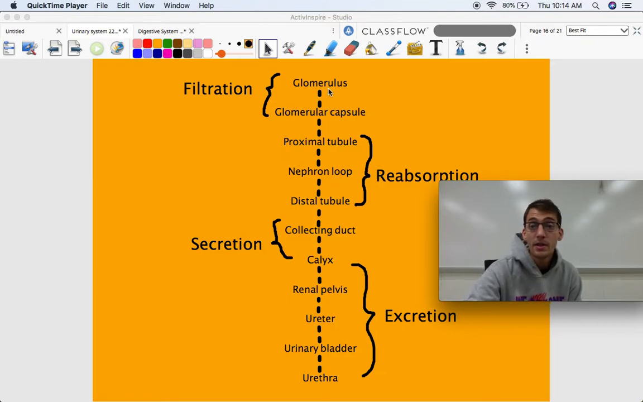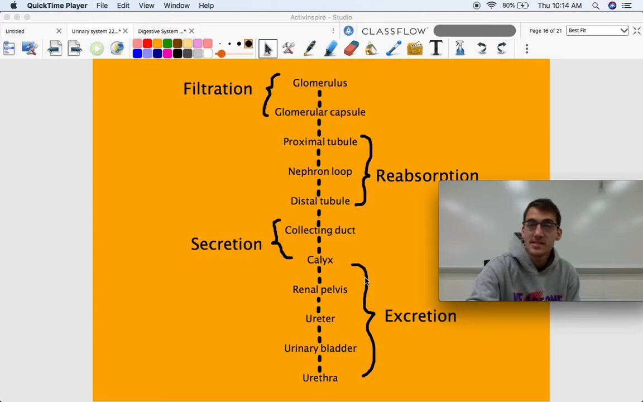So here's the glomerulus. Glomerular filtrate is formed from the blood pressure in the blood. It's collected in the glomerular capsule. Then that filtrate passes through these three structures within the nephron: the proximal tubule, the nephron loop, and the distal tubule, while stuff that the body wants is reabsorbed. We don't want to filter out all of it. Then there's secretion, to add some more stuff into the urine that is not necessarily filtered, but we want to add it to the urine anyway. That's secretion that happens in the collecting duct.